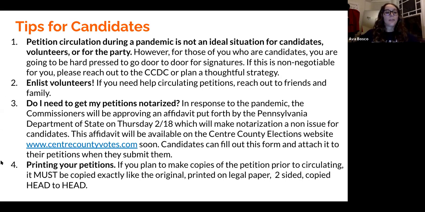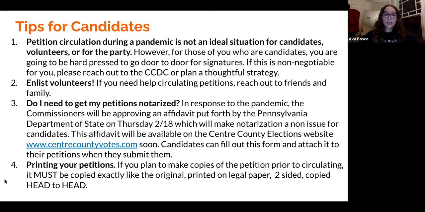Another new thing that will be occurring this week is typically for candidates, they have to get one petition notarized. But in response to the pandemic, the commissioners will be approving an affidavit that has been put forth by the Pennsylvania Department of State on Thursday, the 18th, which is this coming Thursday, which will make notarization a non-issue for candidates. So this affidavit will be available on the Center County Elections website, which is centercountyvotes.com, within the next 2 days. Candidates will fill this form out and attach it to their petitions when they submit them at the County Board of Elections office towards the end of petition season.